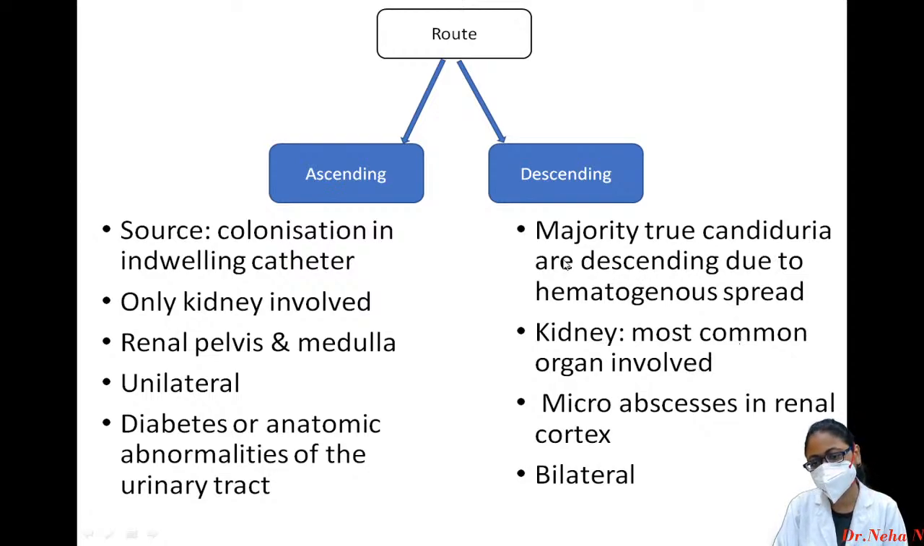And the majority of true Candiduria are descending due to hematogenous spread. In ascending infection, mostly the renal pelvis and the renal medulla are affected, unlike descending infection in which the cortex is affected more, and in imaging modalities we can see certain micro abscesses formed in the renal cortex. Ascending infection is more common in diabetes or anatomic abnormalities of the urinary tract. So this case is more important in neonates and children. That is, if a child has some congenital anomalies of the urinary tract, then that should be caught and corrected. And ascending infections tend to be unilateral and descending infections tend to be bilateral.